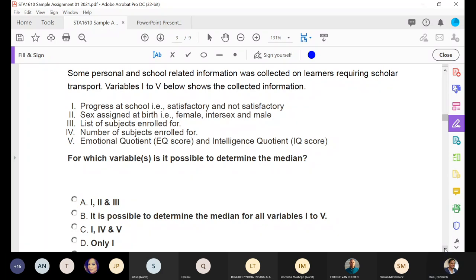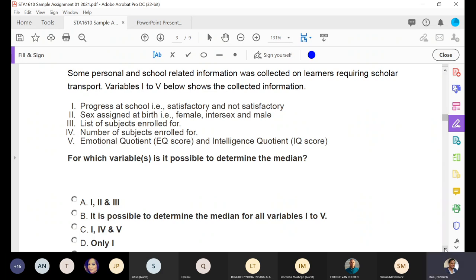Okay, so number five. Some personal and school related information was collected on the learners requiring scholar transport. Variables 1 to 4 below are shown. Progress at school is satisfactory or not satisfactory. Sex assigned at birth, whether the person is female, intersex, male, and so forth. List of subjects enrolled, whether they do English, math, Afrikaans, life science, and so on. Those are the list of subjects. Number of subjects enrolled, whether I'm doing 2, 3, 4, 5 subjects.